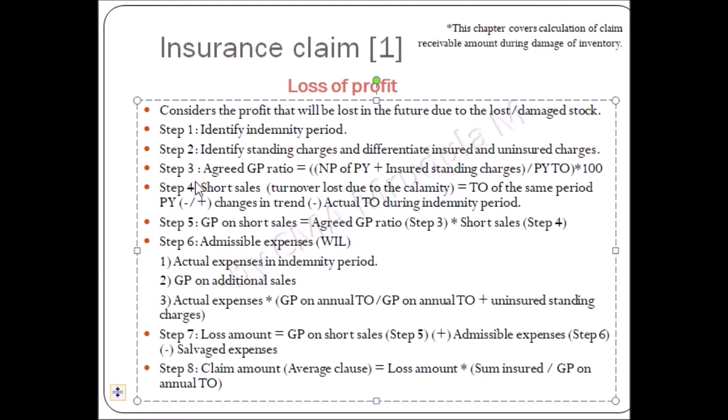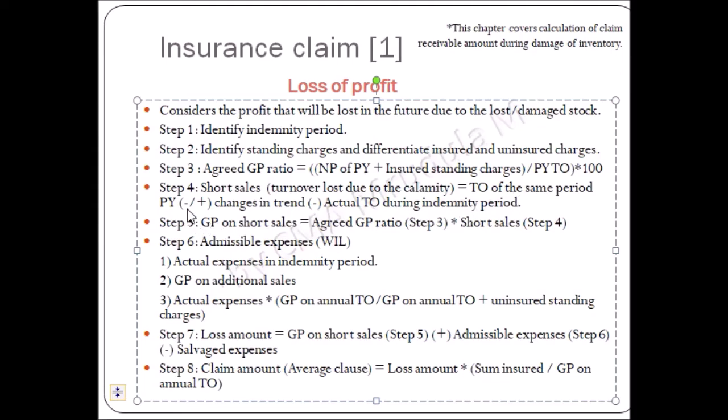Step 3, calculate the agreed GP ratio. The agreed GP ratio is nothing but the net profit of the previous year plus the insured standing charges as determined in step 2, divided by the previous year's turnover into 100. This is a specific GP ratio calculated just for this purpose. Step 4 is calculation of short sales, or sales that is lost due to the calamity. This is a comparison of the turnover of the same period as the indemnity period in the previous year minus the actual turnover during the indemnity period.